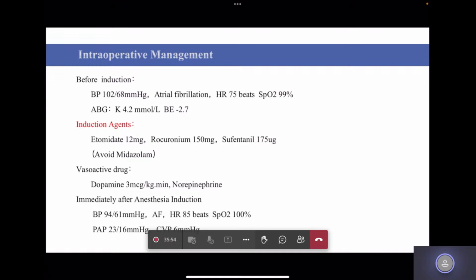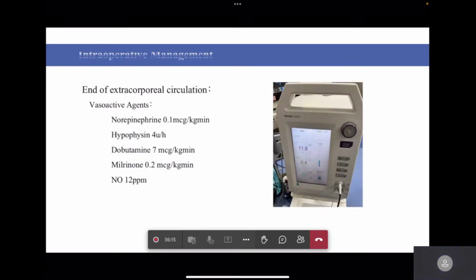According to the pathophysiological features of this patient, we use dopamine and epinephrine to maintain the blood pressure and heart rate. After the induction, the blood pressure and heart rate were acceptable. When the patient is off extracorporeal circulation and the assist device begins to work, we need some vasoactive agents to achieve optimal hemodynamics.